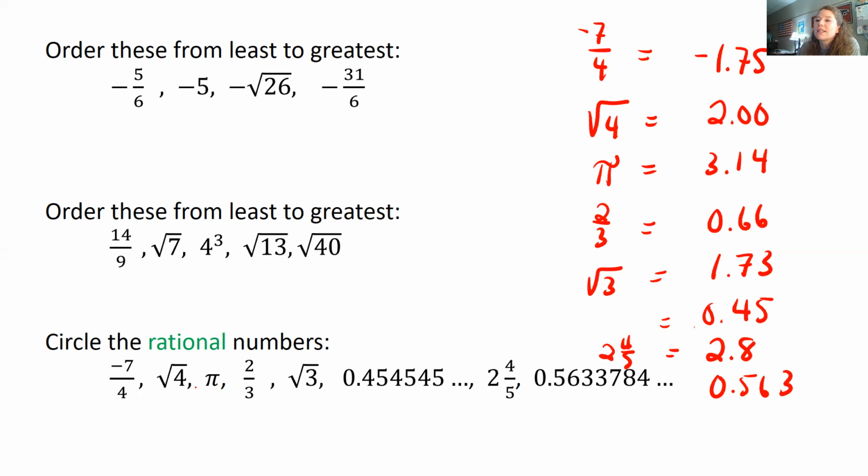Oh, we're just circling these. Oh my gosh, you guys. I didn't even read the directions. That's what happens when you don't read the directions. You do too much work.